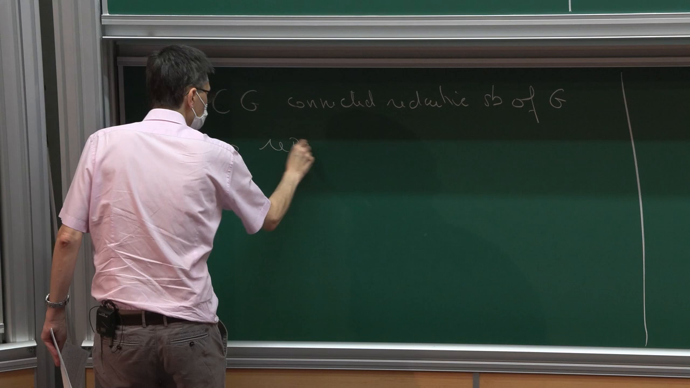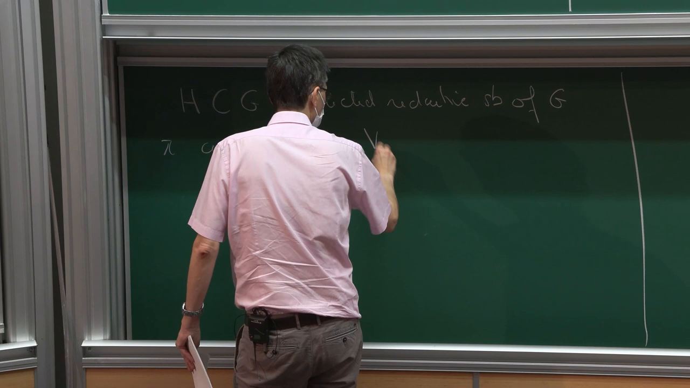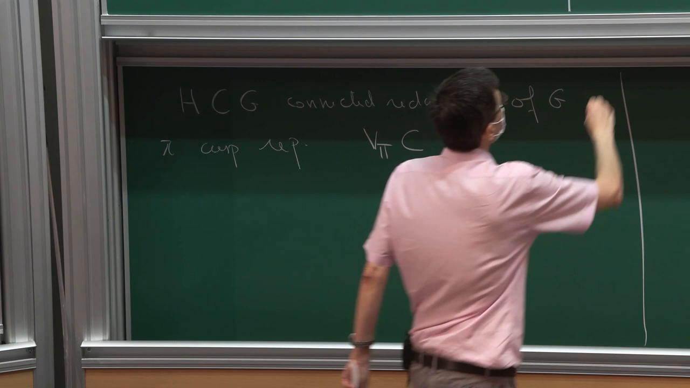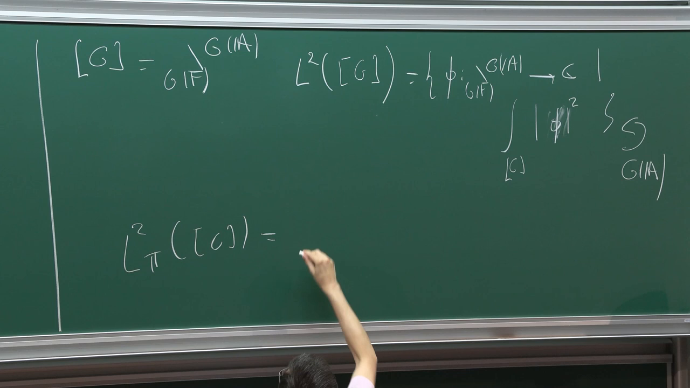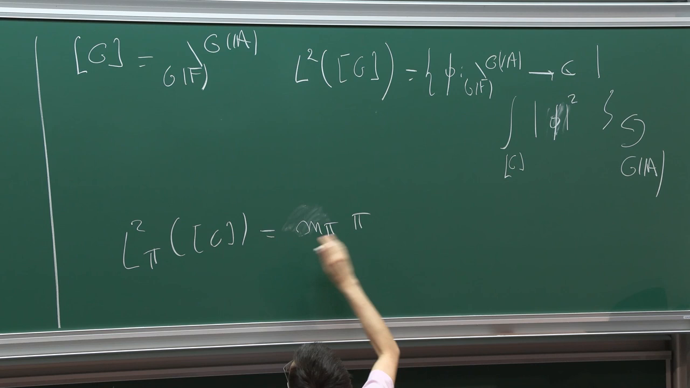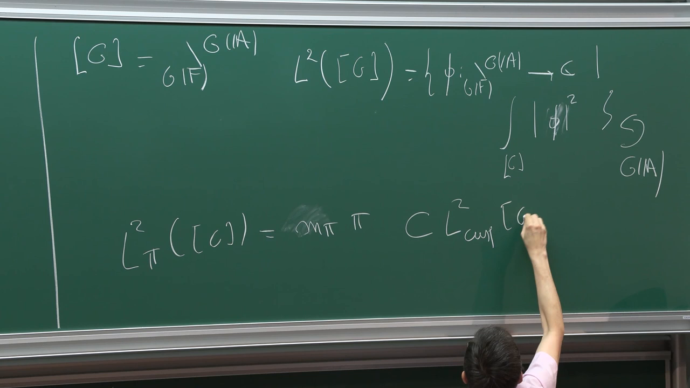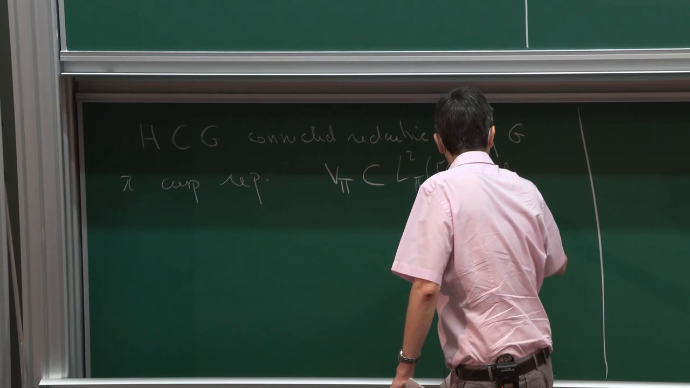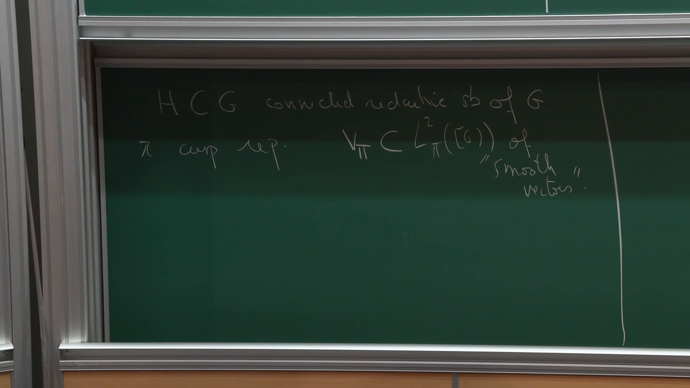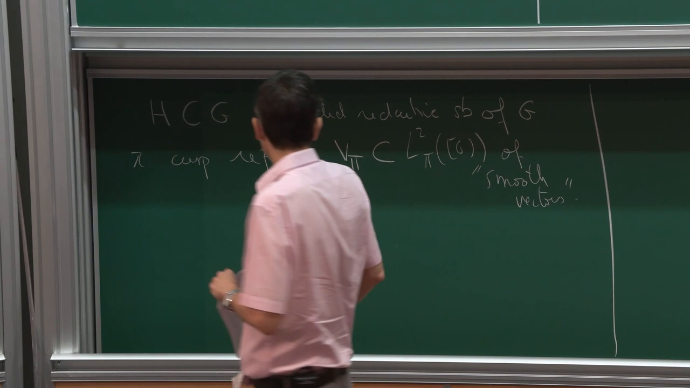And I will consider a subspace. So L2 pi is the isotypic component in the cuspidal spectrum. And I will consider a subspace of smooth vectors inside this vector space. And on this space, I will consider the following linear forms.